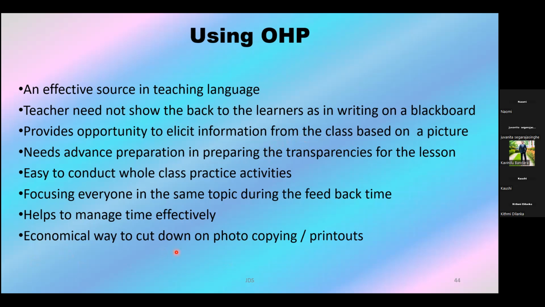We can cut down on photocopying, printouts, and handouts. No need to spend unnecessarily. With one transparency sheet, the entire set of learners can complete the task. No need to provide a separate task sheet for each and every one or to each and every group.